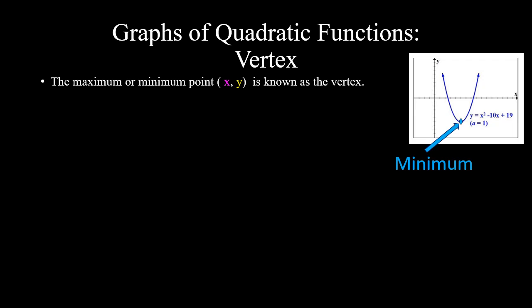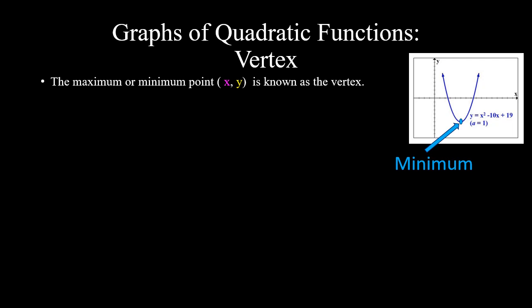As it turns out, those maximum and minimum points have a special name. They're called the vertex of the graph. A vertex can either be a maximum or a minimum. If our graph is concave up, the vertex will be a minimum. If our graph is concave down, the vertex will be a maximum.